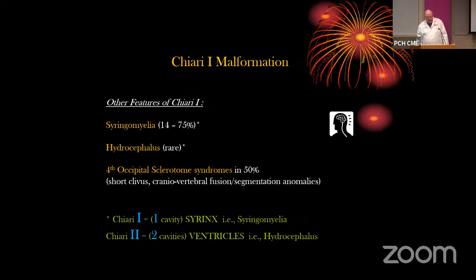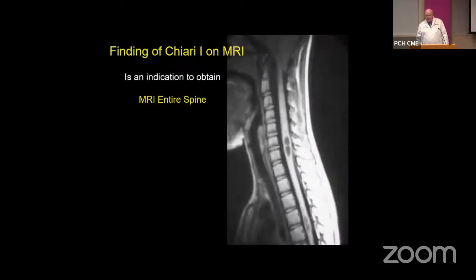Hydrocephalus is rare. Hydrocephalus, however, can be associated with Chiari-2. And here's the sort of simple mnemonic I need to remember that sort of thing. A Chiari-1 has one cavity and it's a syrinx. And a Chiari-2 has two cavities, the ventricles, and has hydrocephalus associated with it. Sorry, we'll raise up the level of discussion from simple mnemonics. Finding of Chiari on MRI of the brain is an indication to perform an entire spine. You can see that this kid not only has one syrinx here, but further down has a smaller syrinx.